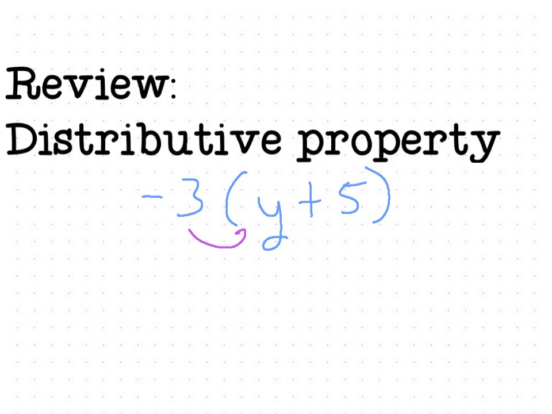So I'm going to take negative 3 times y and negative 3 times 5, remembering that I want the negative and the 3. So what I would get here is negative 3y, and then negative 3 times positive 5 would be like saying plus negative 15. And that's your distributive property.